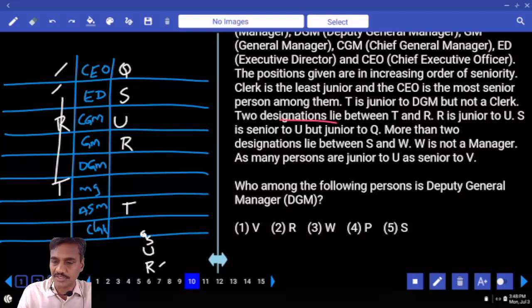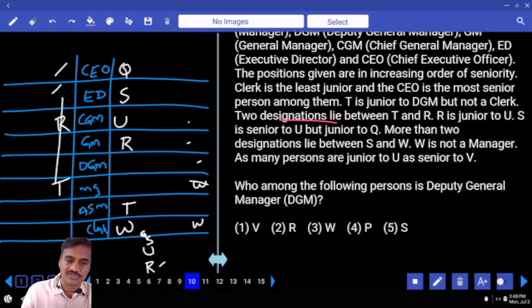And more than 2 persons between S and W. Between S and W more than 2 persons means maybe 3 or 4. 1, 2, 3. W can be here or W can be here, 2 possibilities. W is not a manager, hence W is the clerk. And as many persons junior to you. Junior to you, how many persons are there?